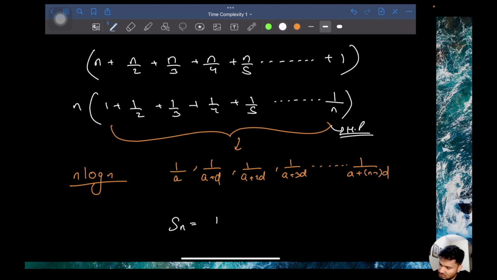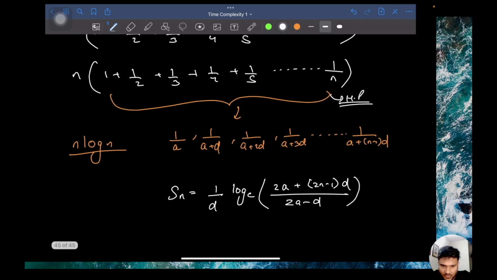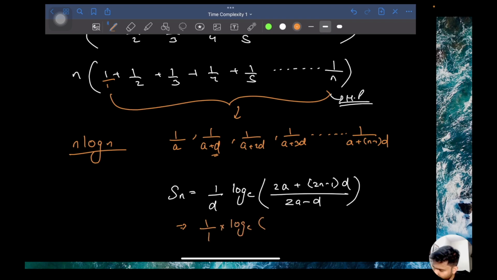And if you take the sum, it is 1 by d times log with the natural base e. You sometimes also call it ln, right? Times (2a plus (2n minus 1)d) by (2a minus d). This is the sum. If you put in the values, what is a here? a is 1. What is d? d is also 1. So 1 by 1 into log base e.